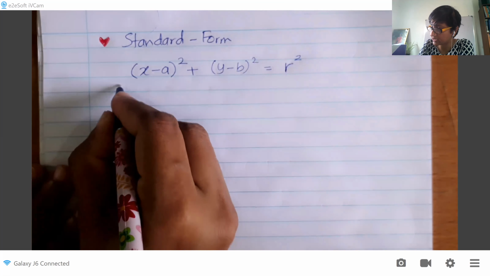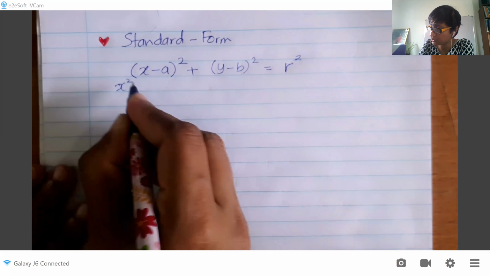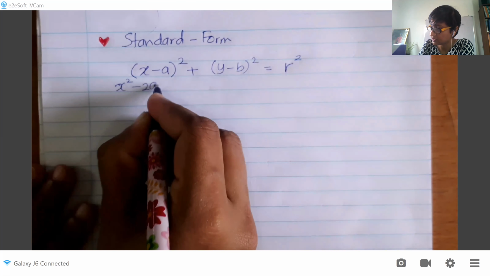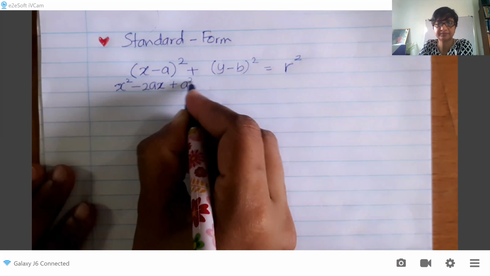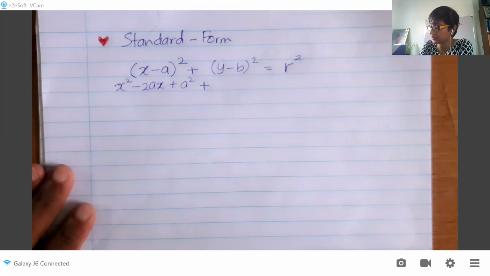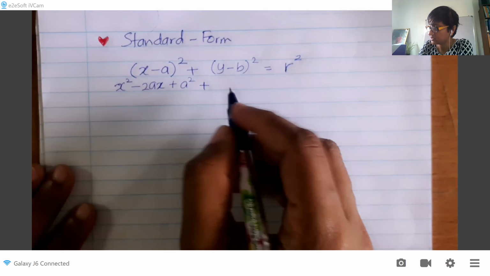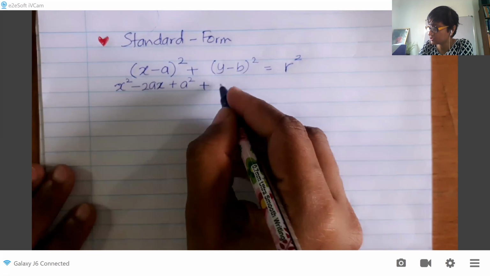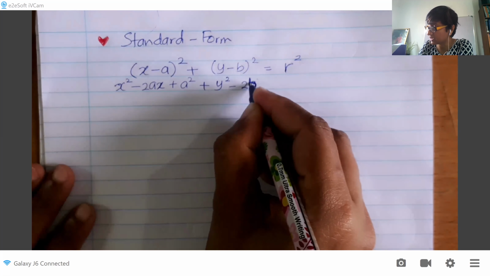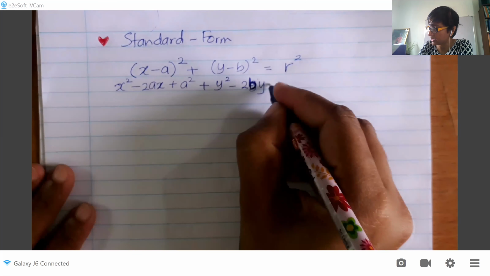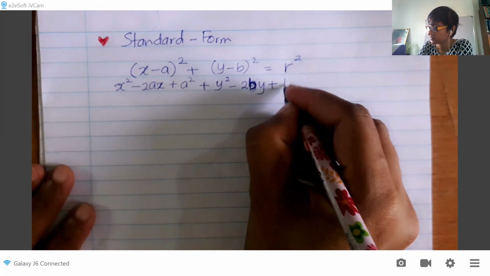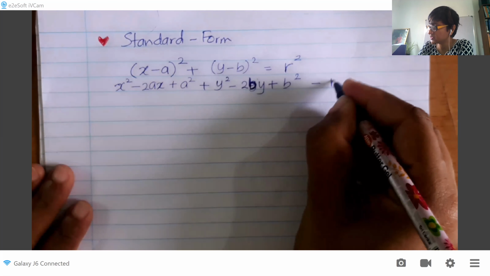When I expand this, I get x squared minus 2ax plus a squared, plus, when I expand the other bracket, I get y squared minus 2by plus b squared, and let me bring the r squared also to this side, equals 0.